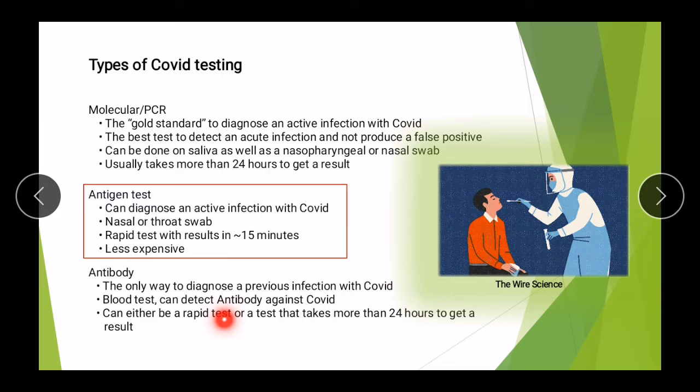The antibody test is a blood test, so it is like a post-COVID situation where the human body produces antibodies against the COVID infection. So it is the only way to diagnose a previous infection with COVID. It doesn't deal with the active infection, as compared to the antigen test and the molecular PCR test. Going to the next slide.